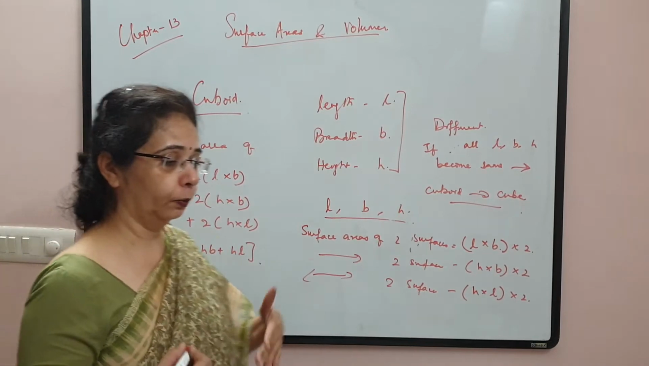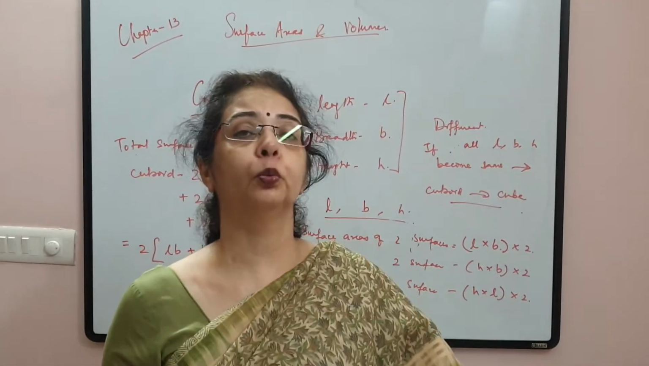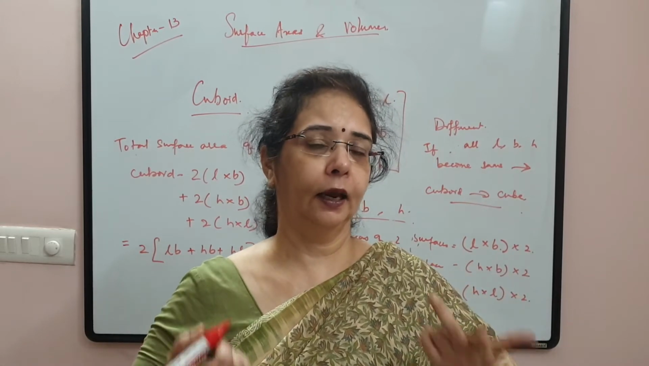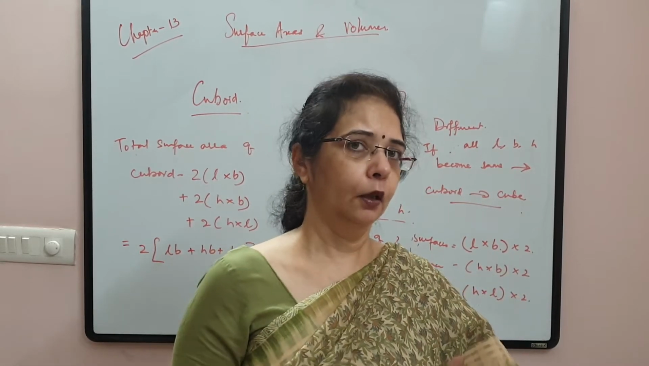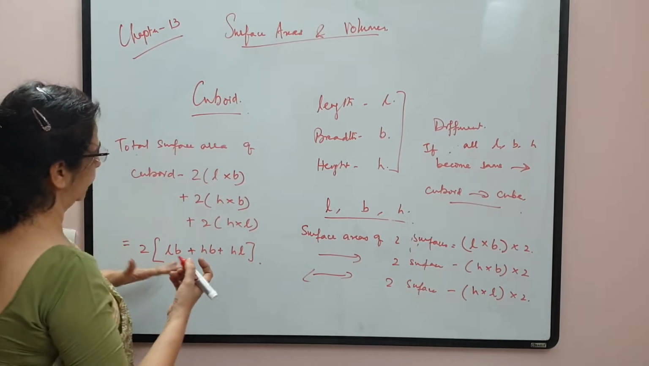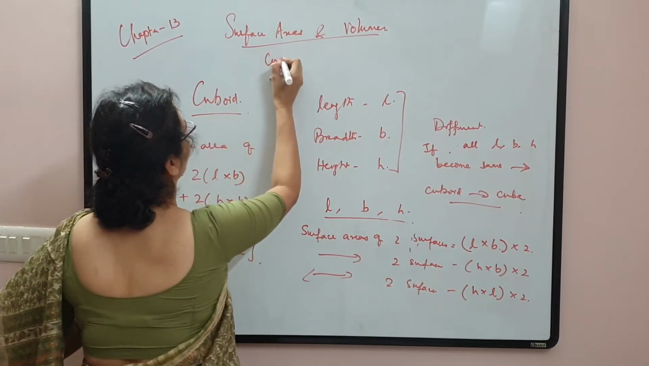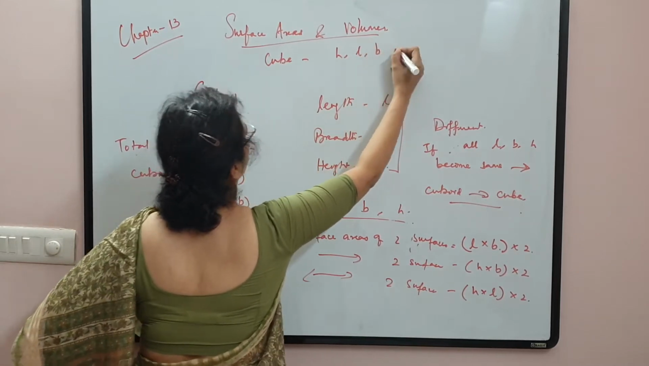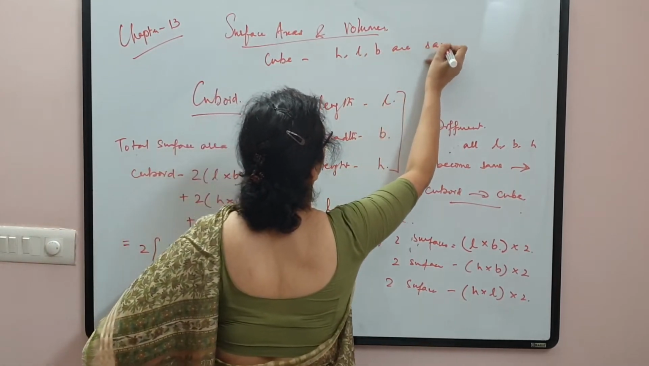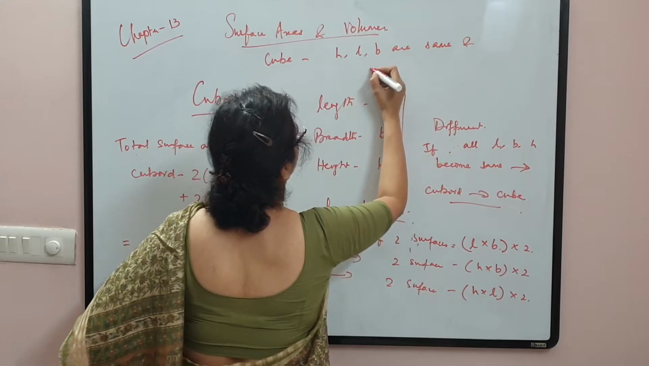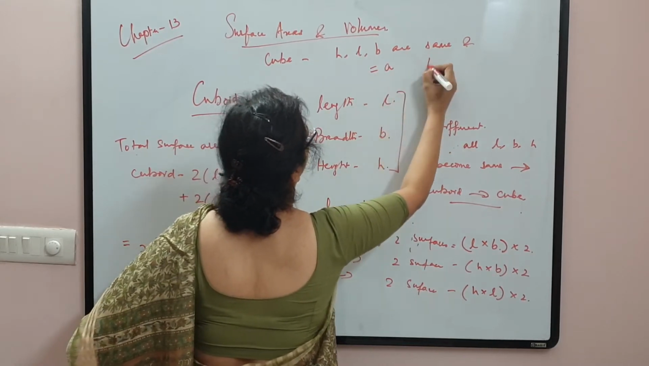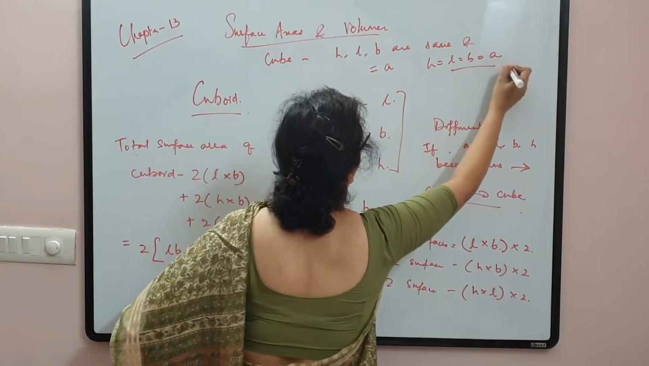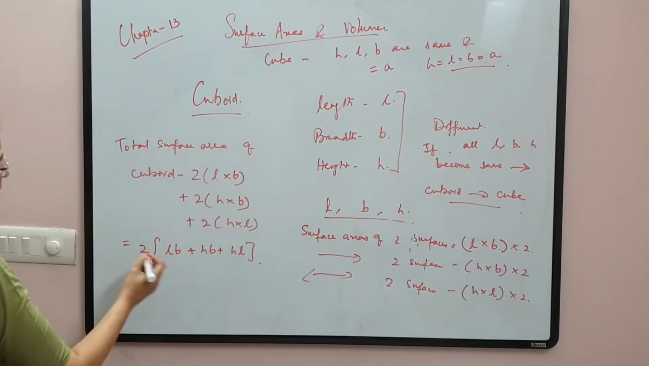Now shift your imagination to a cube. What happens in a cube? Length, height and breadth all become same. So let us assume that we are talking of a cube where H, L and B are same and they are all equal to A. That is, H is equal to L is equal to B is equal to A. Right? You substitute that value.